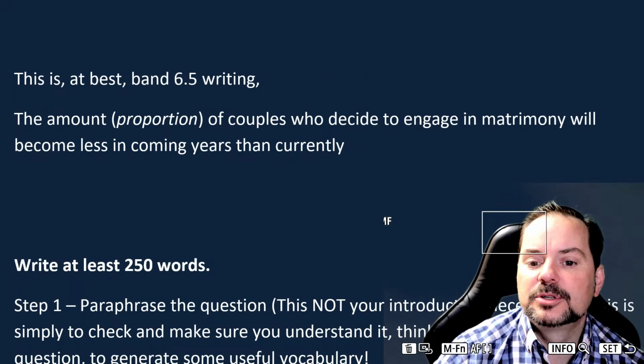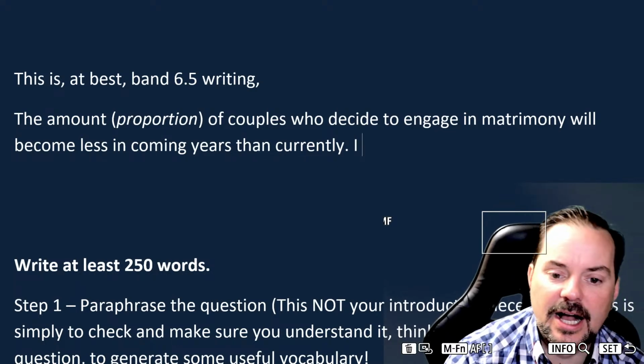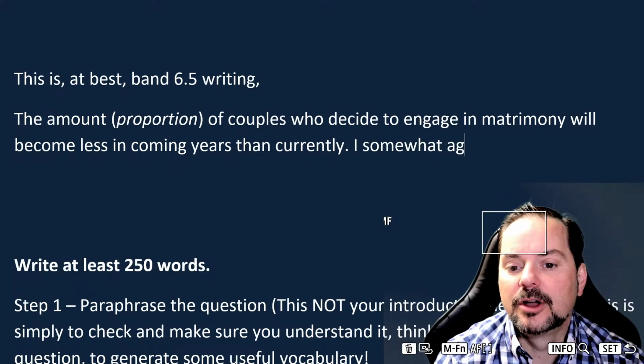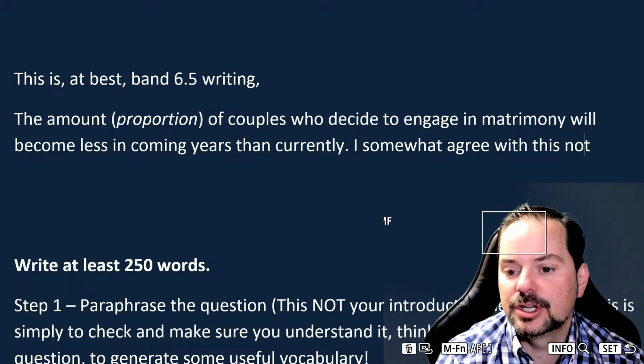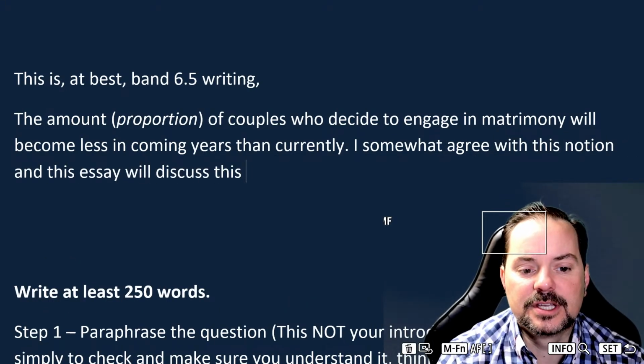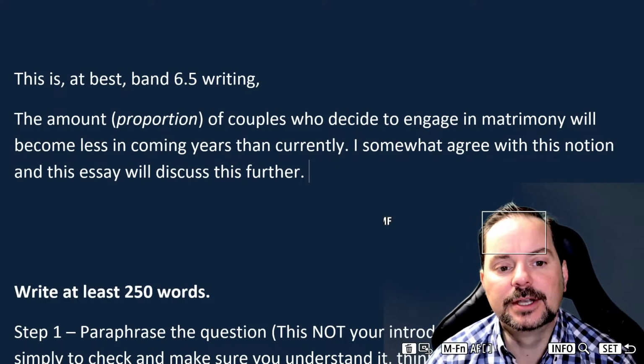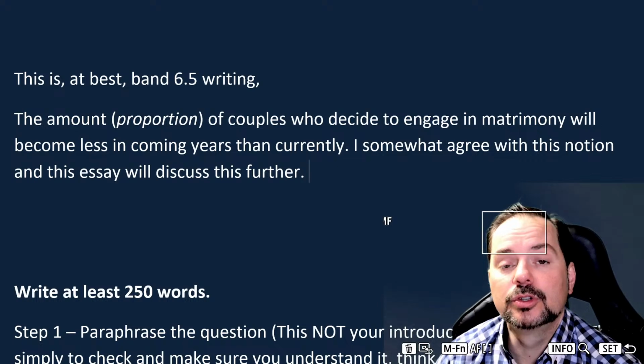So the amount of couples who decide to engage in matrimony will become less in coming years than currently. I somewhat agree with this notion in this essay. We'll discuss this further. Okay, this is band 6.5. Right? This is not good writing. This is not considered band 7.